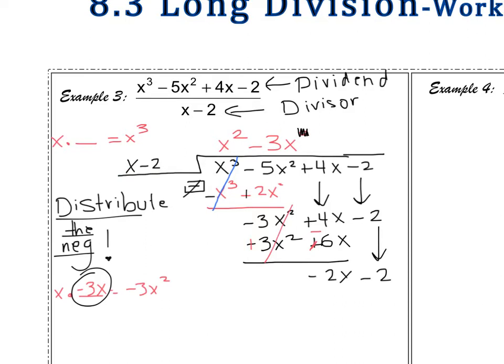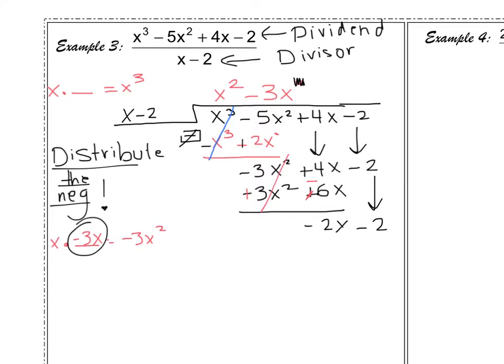So x times what would give me negative 2x? Go ahead and write it down if it makes you feel more comfortable. And if I multiply by negative 2, I get negative 2x. So I put negative 2 over there. Now x times negative 2 is a negative 2x.